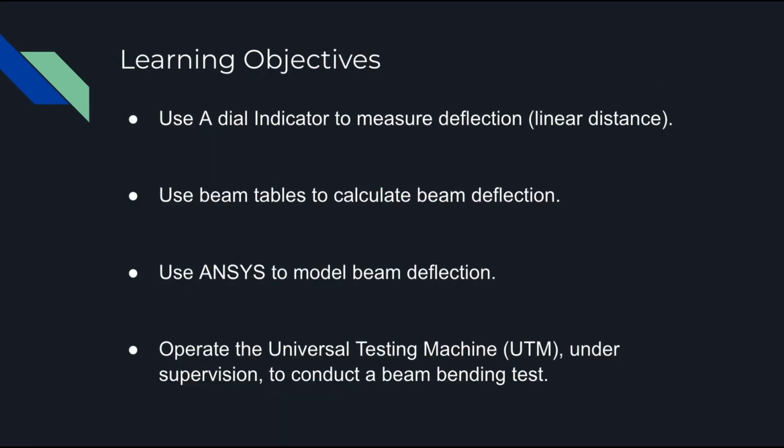For the learning objectives, we need to use a dial indicator to measure deflection, which is a linear distance. We also need to use beam tables to calculate beam deflection. And as we mentioned from the previous slide, we need to use ANSYS to model beam deflection. And lastly, we need to operate the Universal Testing Machine, also known as UTM, under supervision to conduct a beam bending test.